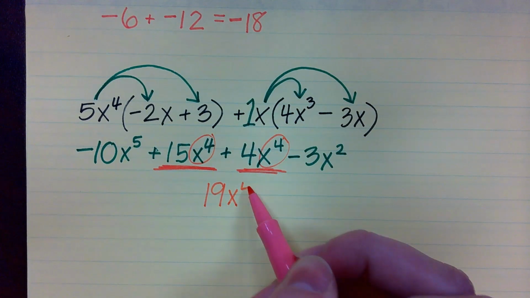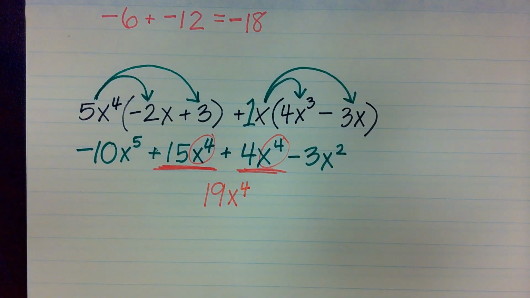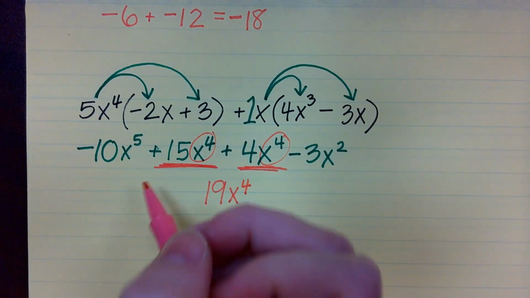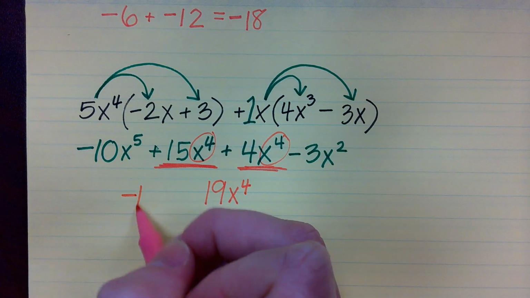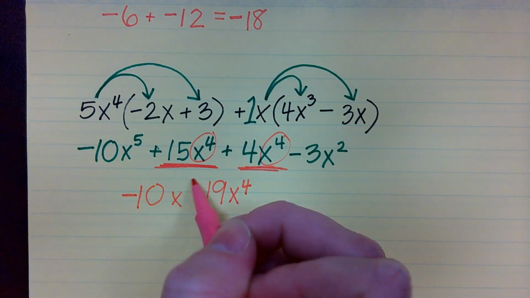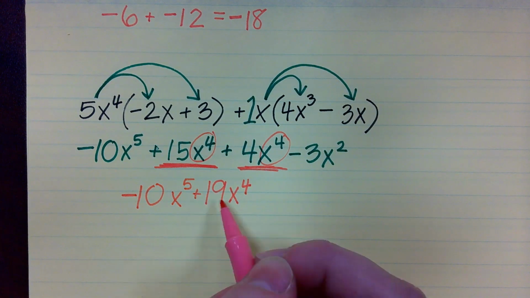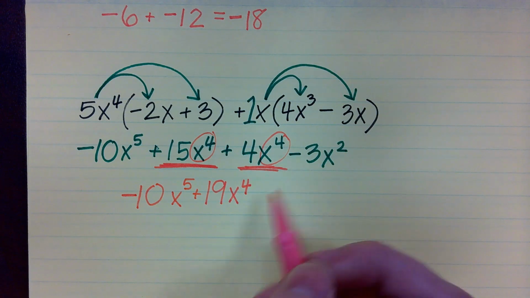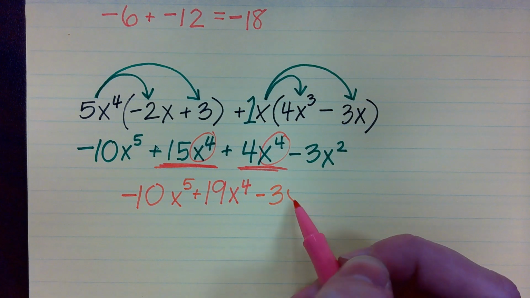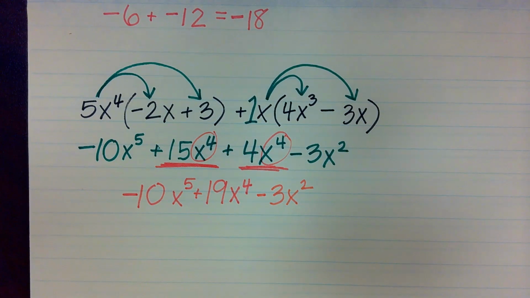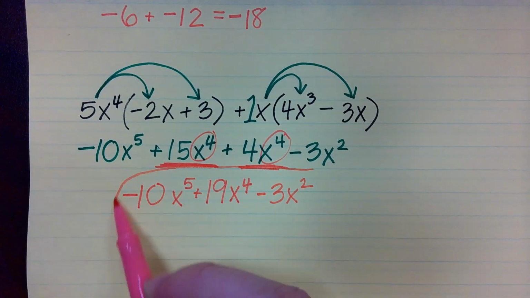19x to the 4th power. That's my middle term. And what do I do with my outside terms? Just bring them down. Awesome. So negative 10x to the 5th plus 19x to the 4th minus 3x squared. And that's it. We're going to circle it.